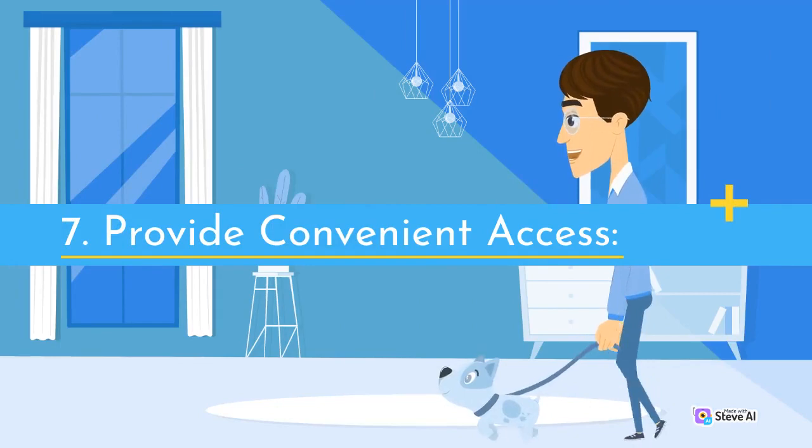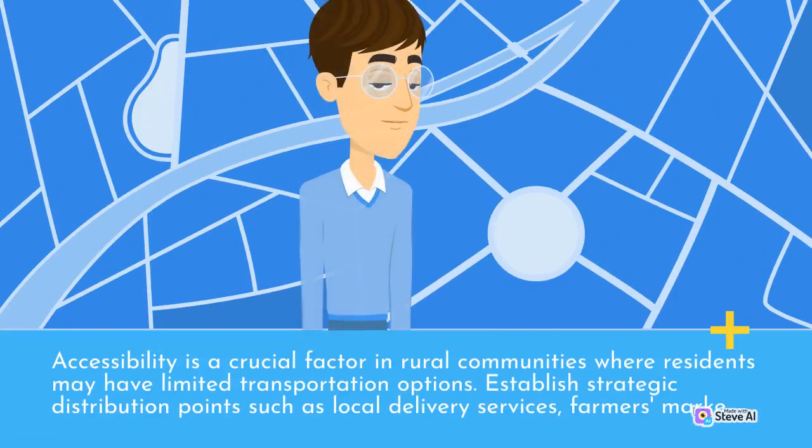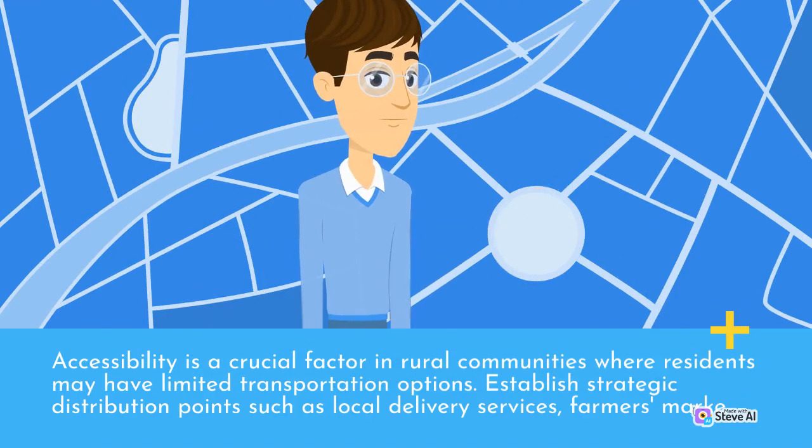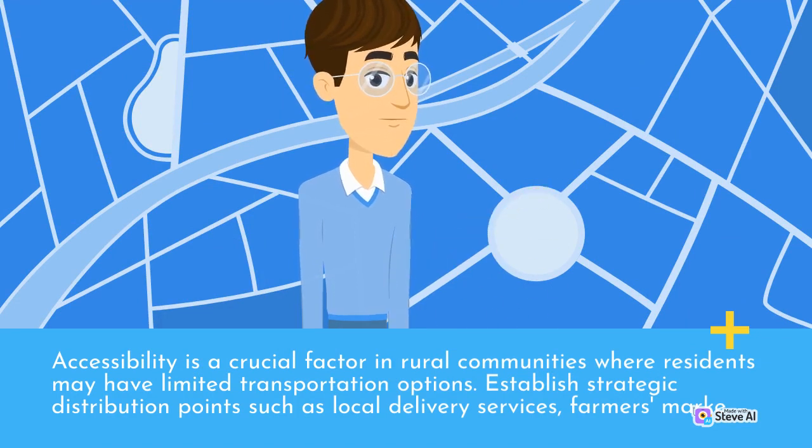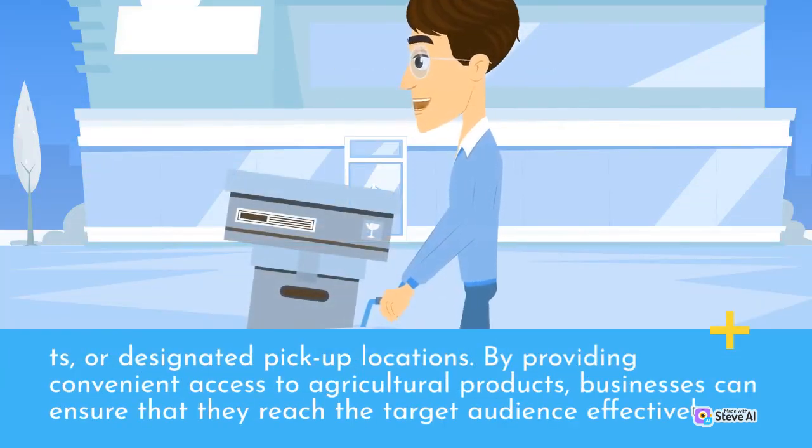7. Provide convenient access. Accessibility is a crucial factor in rural communities where residents may have limited transportation options. Establish strategic distribution points such as local delivery services, farmers' markets, or designated pickup locations. By providing convenient access to agricultural products, businesses can ensure that they reach the target audience effectively.